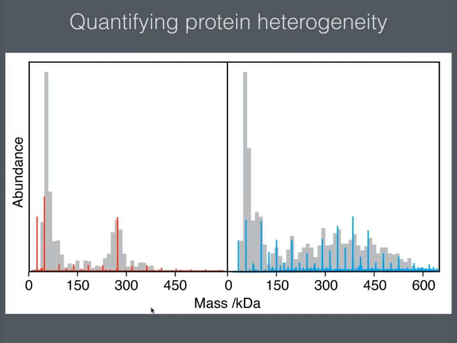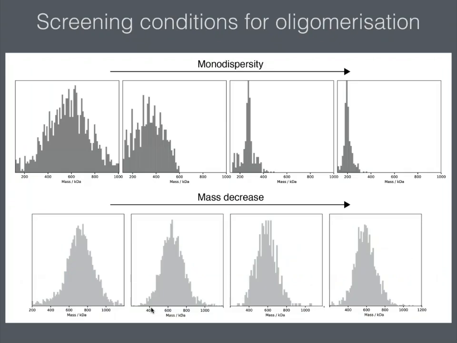Given the advantage of using mass photometry in measuring solution phase mass distributions, and doing so in just a minute or two, it lends itself very well to screening. I've given two examples here. The first is taking the same protein I just showed you and screening it under conditions of manipulation in order to try and force it towards monodispersity. If you look from the left-hand side to the right-hand side, clearly the mass distribution narrows and becomes more confined ultimately to a single oligomeric state.